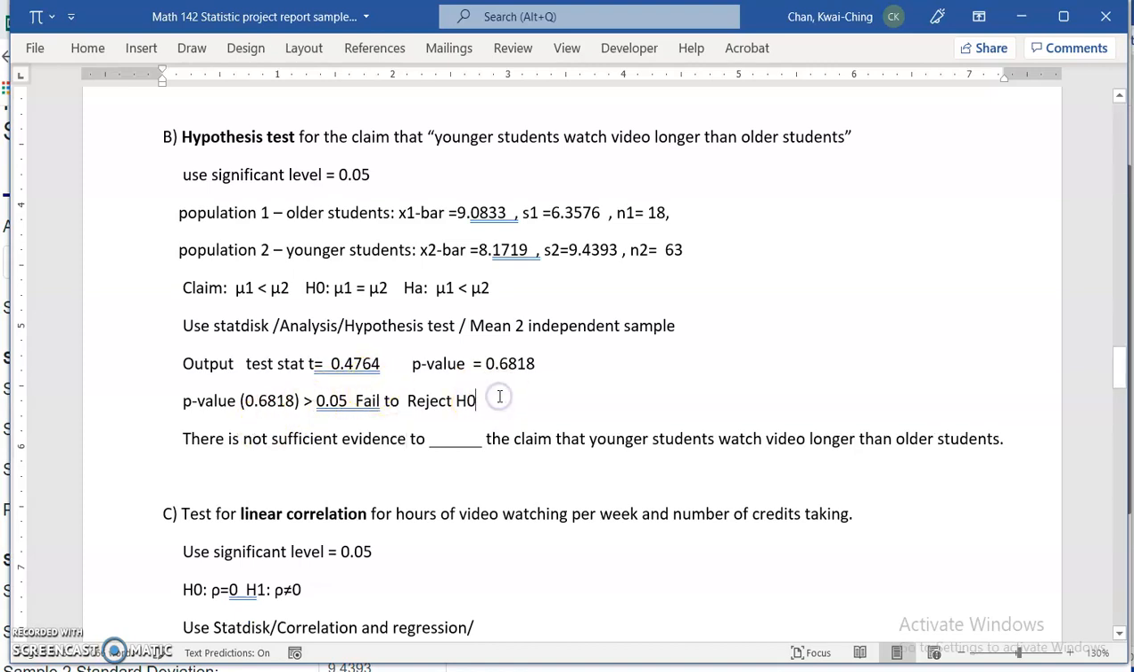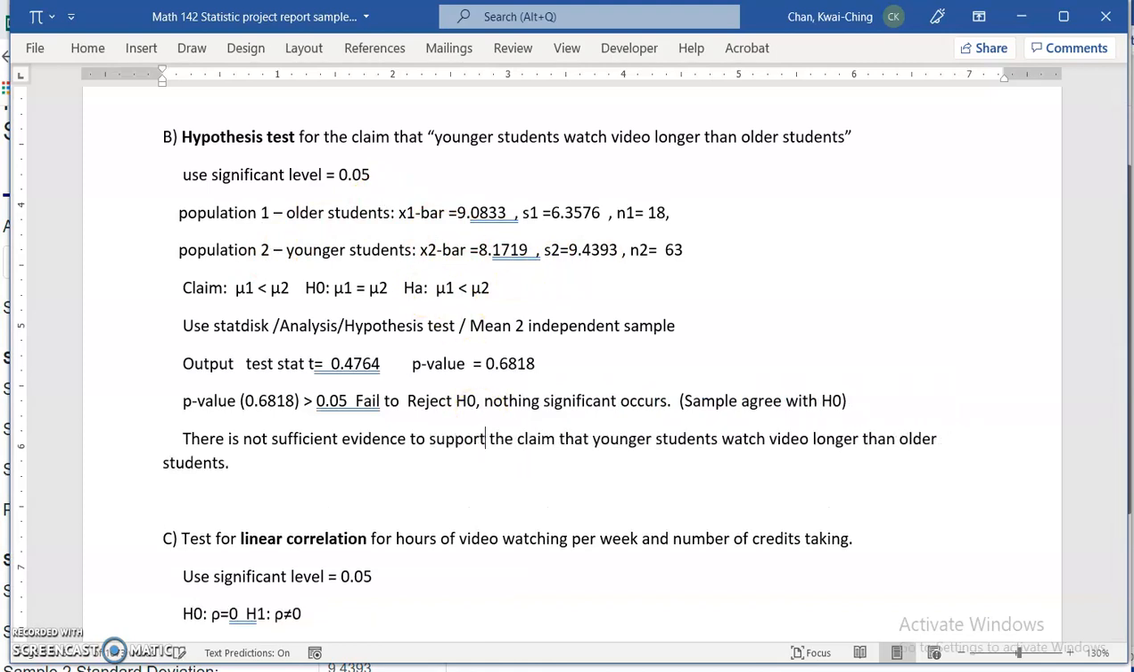Because nothing significant occurs, right? So the sample agrees with H0, you can say. So do not say you accept H0, but rather say you fail to reject or the sample agrees with H0. There's not sufficient evidence to, what is our claim? Our claim is HA, right? So we would say not sufficient evidence to support the claim that younger students watch video longer than older students. So that is our conclusion.